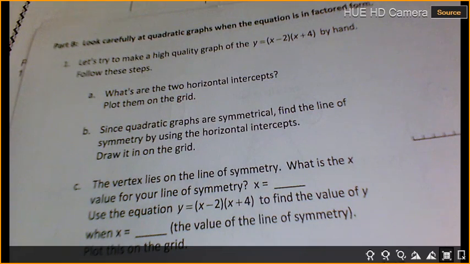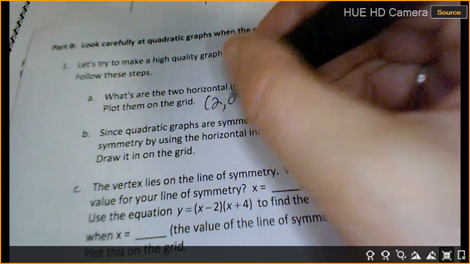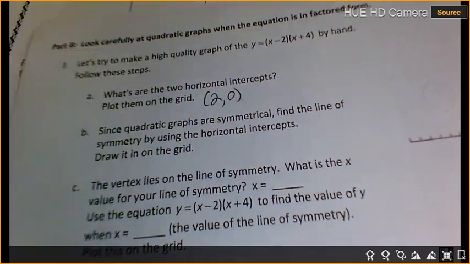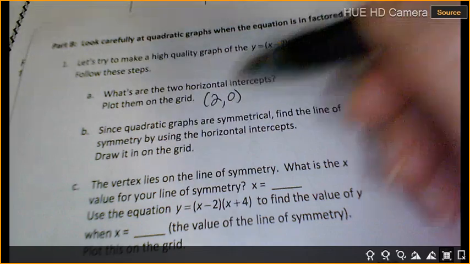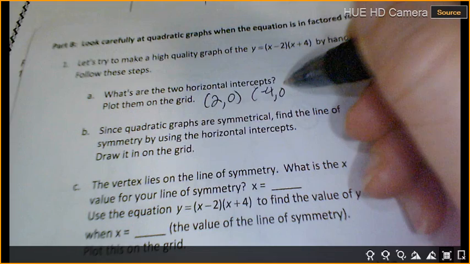Number 1. Let's try to make a high quality graph of y equals -2x and x plus 5 by hand. So what are the 2 horizontal intercepts? Or where it crosses the x-axis, we call them x-intercepts, or we call them zeros. Those are all those things. What are they? So what's the opposite of -2? It's going to be 2, 0, right? Because if it's crossing the x-axis, the y should be 0. So what would the next one be? If -2 goes to 2, 0, instead of 4, I'm going to have -4, 0, correct?